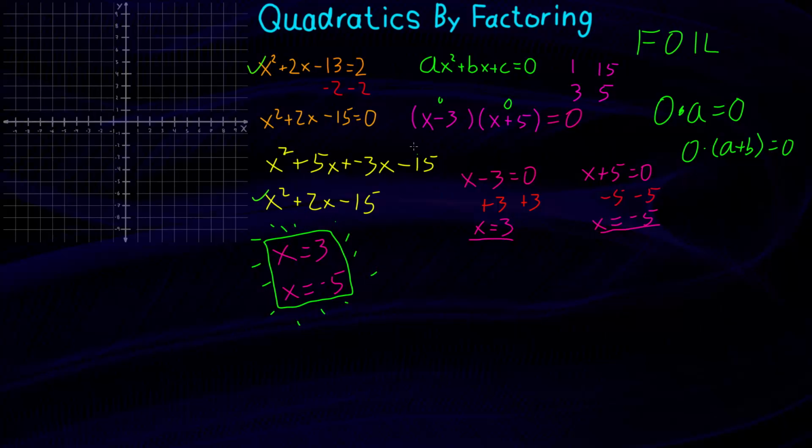So this is Keith from Kinvert. We went over quadratics by factoring, and in this case one of them was negative and it worked out.